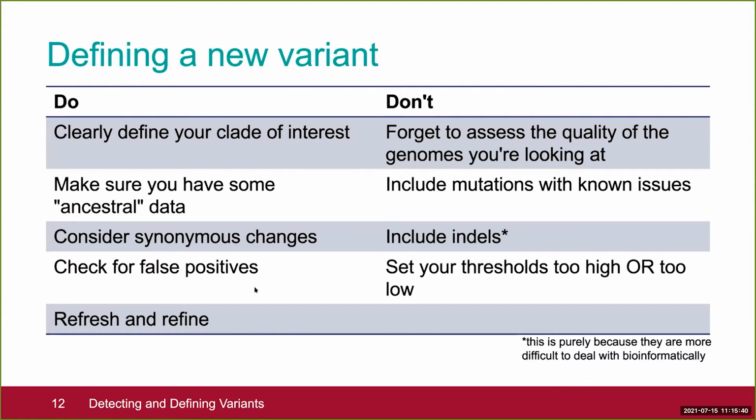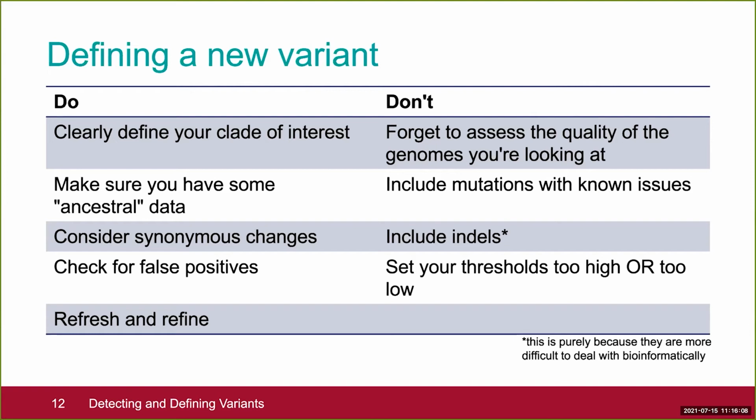And it's really important that you check for false positives. So using your draft definition, run it against your data set and see if you're picking up anything that actually is not the variant, and how you can refine it to make sure that you have that effective balance of sensitivity and specificity. And then also make sure that you're refreshing and refining your definition as you go along, and that you know where your almost variants are, as we call them.